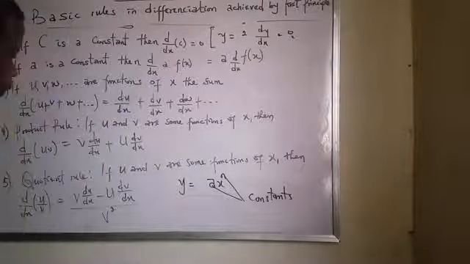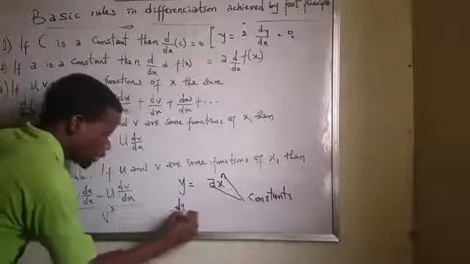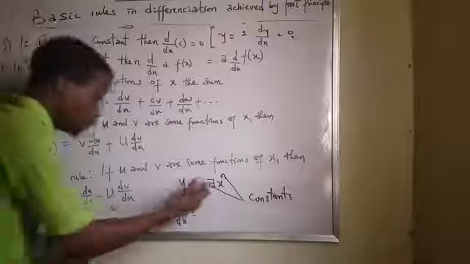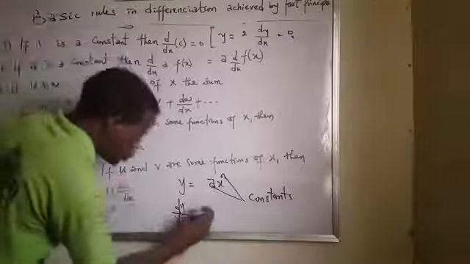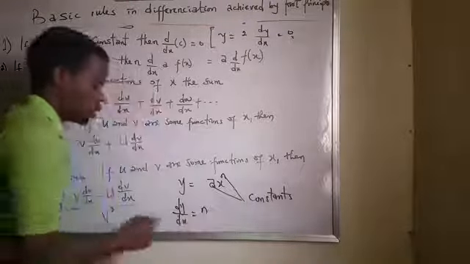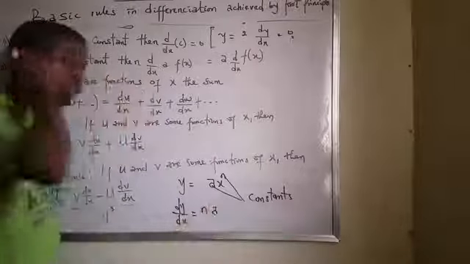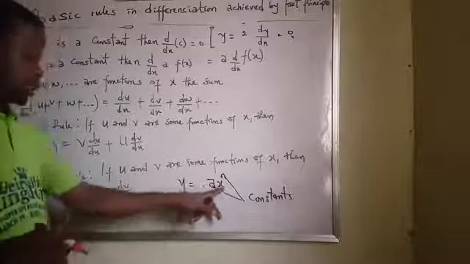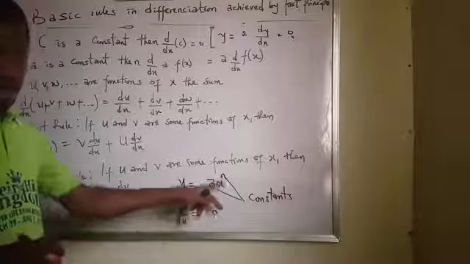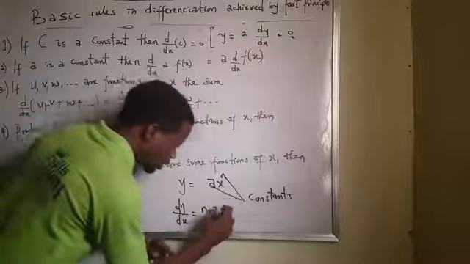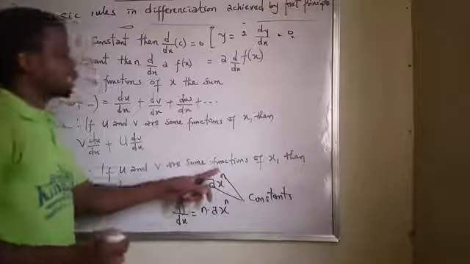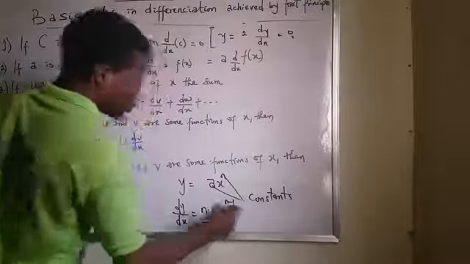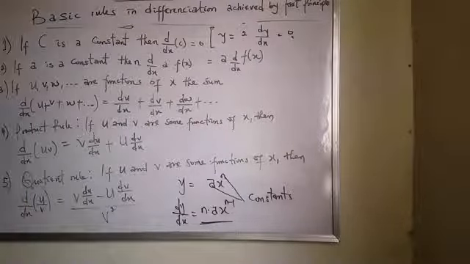So what does that imply? It implies that dy/dx will be equal to what? This power will come down. You have n, then times a. Do you see that? The power comes down, multiplying whatever the coefficient of x is. Then you have x raised to the power of n, and this power, you subtract 1 from it. That's all. That's the derivative of that function.